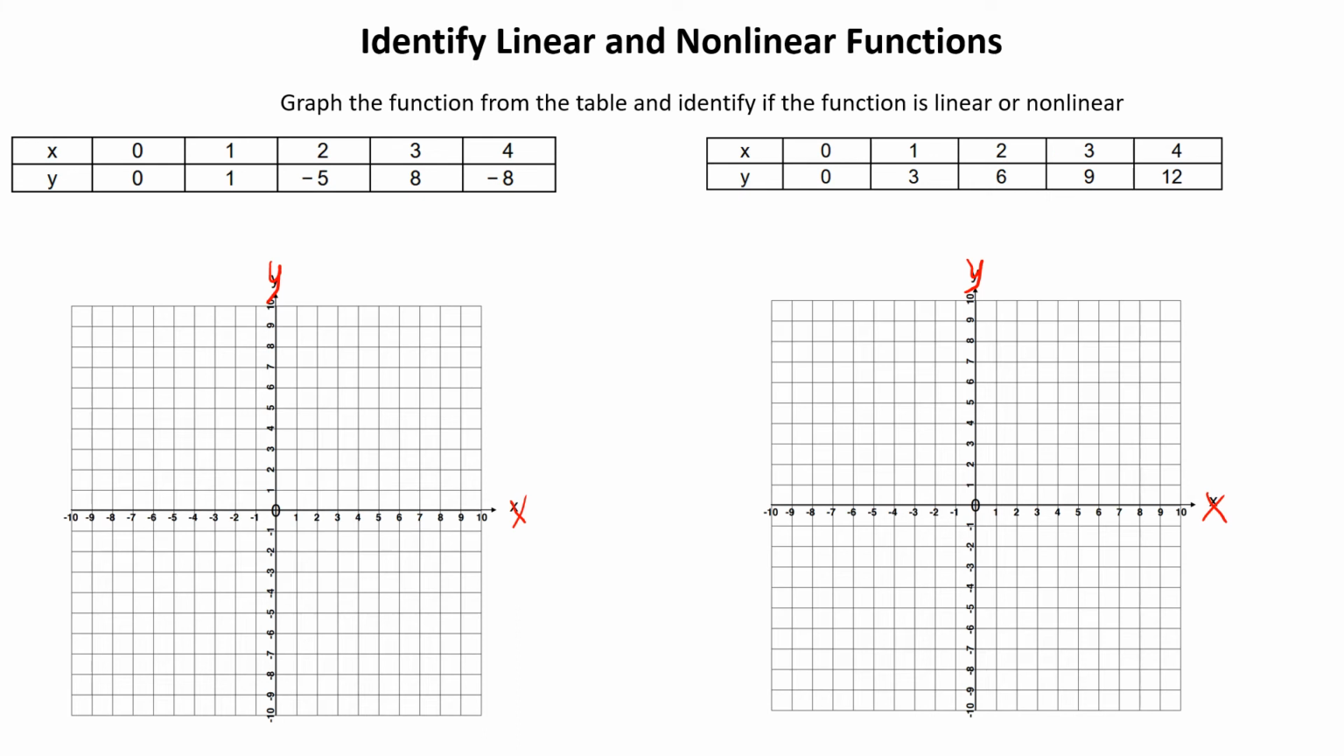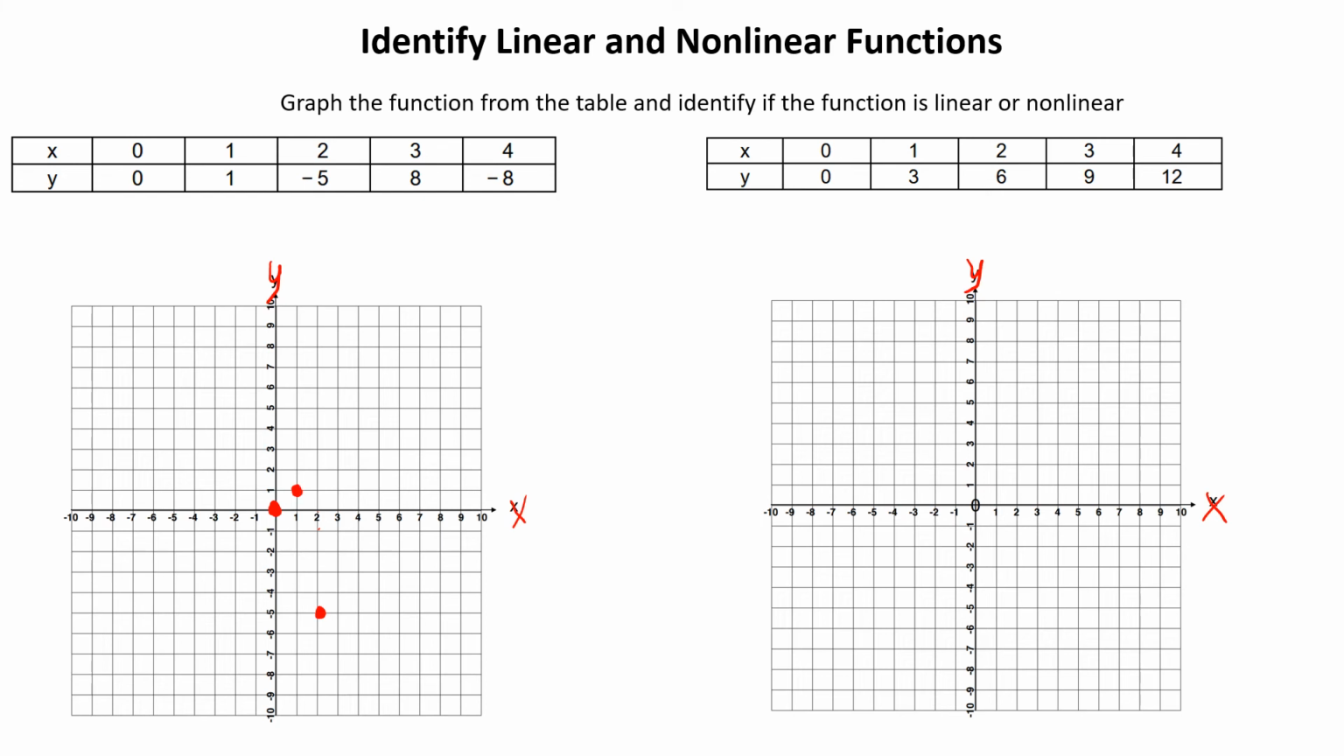So x is 0, y is 0. That's this point right here, 0, 0. Okay, then we have 1, 1. So we start with 1, we'll go up 1. 2, negative 5, we'll start at 2. Now negative 5 tells us we're going to go down 5. 1, 2, 3, 4, 5.